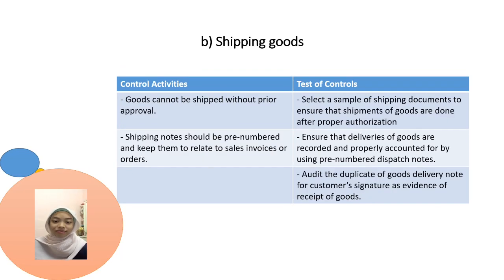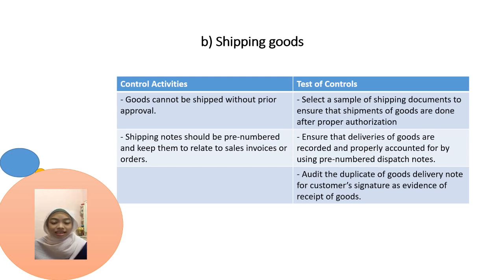The second function is shipping goods. In the control activities in shipping goods, all goods and orders cannot be shipped without prior approval, and the shipping notes should be pre-numbered and kept to relate to the sales invoice or orders.